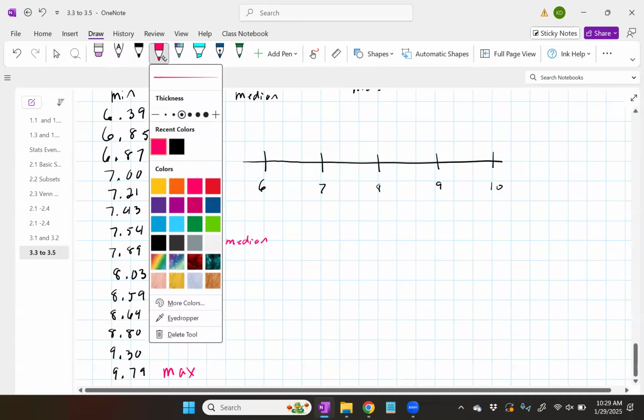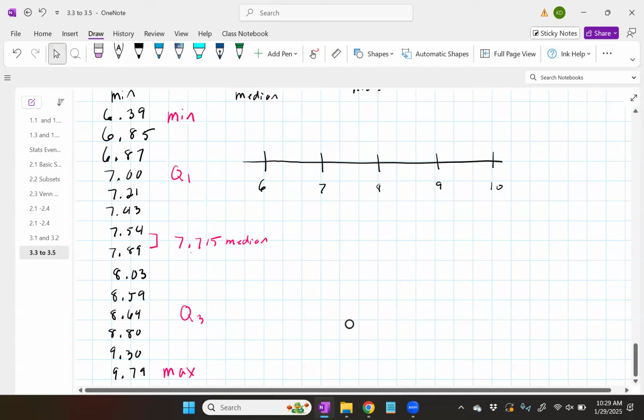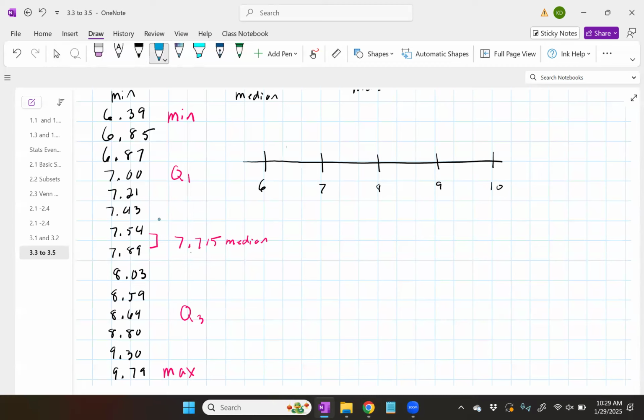I'm tired of pink. Give me blue. My minimum hits at 6.39, so not quite 6.5. So here-ish looks good for my minimum. My maximum is 9.79, so here-ish for my max. Median is 7.7, so call it there for my median. I'm gonna connect these with a nice little line.